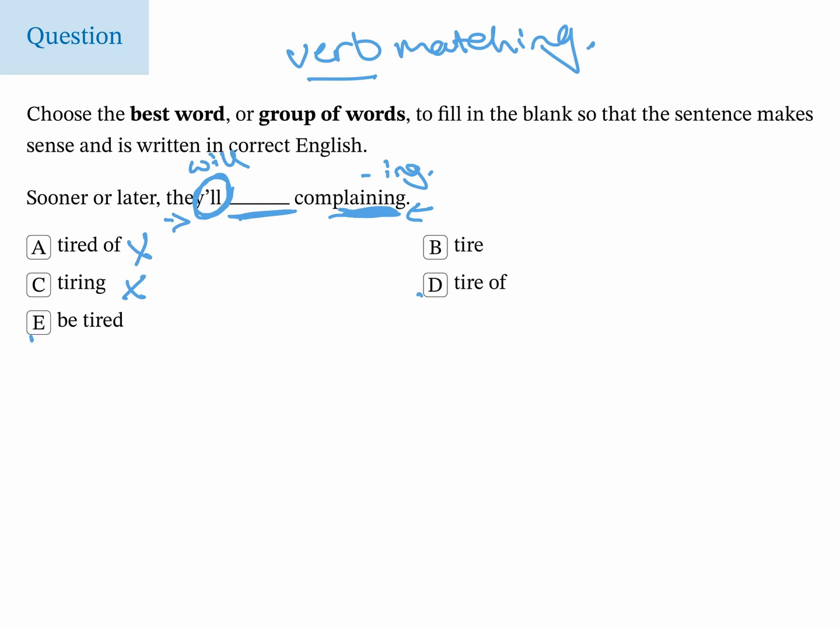Now, when we have this verb pattern, so tire, and then the thing that they are getting tired of, we need this preposition. So sooner or later they will tire. And what will they tire? Or the meaning is get bored. What will they tire of? Complaining. Okay, so this is an example.